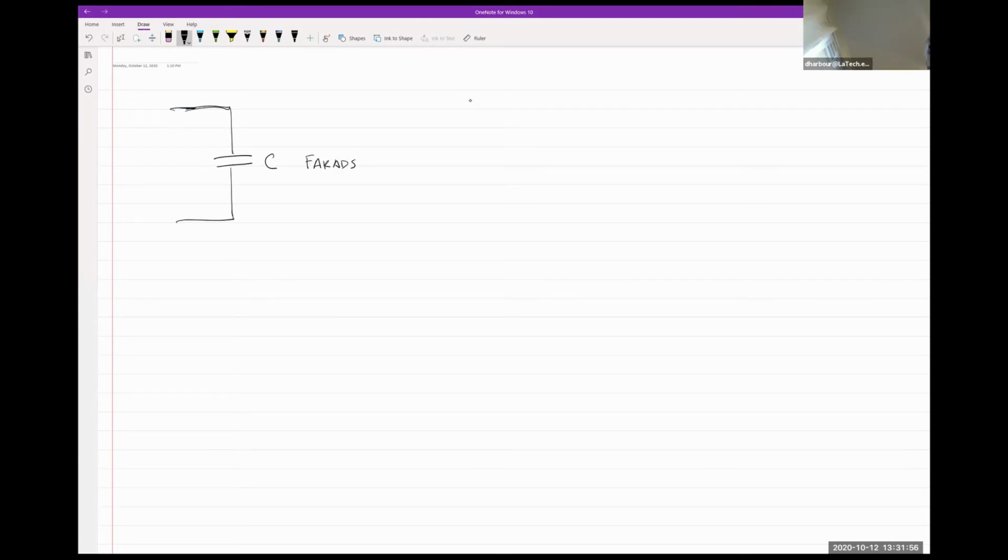We abbreviate farad with a capital F, and in typical applications you should expect to see millifarads, microfarads, nanofarads, and picofarads. So a farad is a pretty big unit, and we have to use some pretty small units when we talk about any practical capacitors.